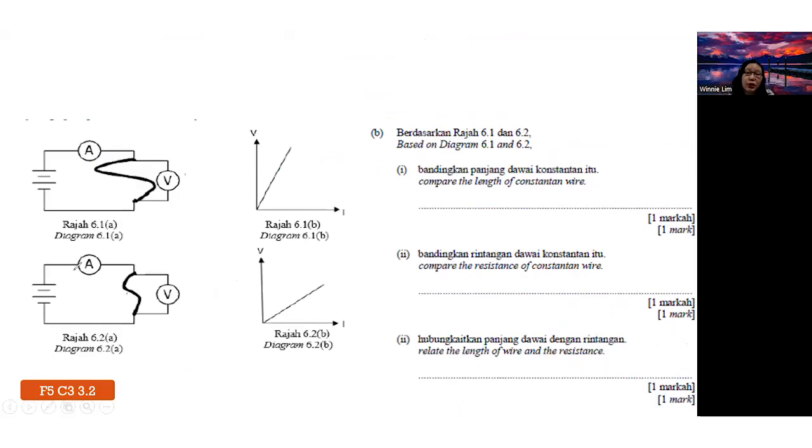Conceptualization means you compare the questions, compare two diagrams. So first thing, you compare the length of the constant wire. This part is called the constant wire. Of course, they didn't label it, but you are supposed to have the idea, or else you don't know where to find it. This one is long, this one is short. You can just write in full terms again: the length of constant wire in 6.1A is longer, or 6.2A is shorter.